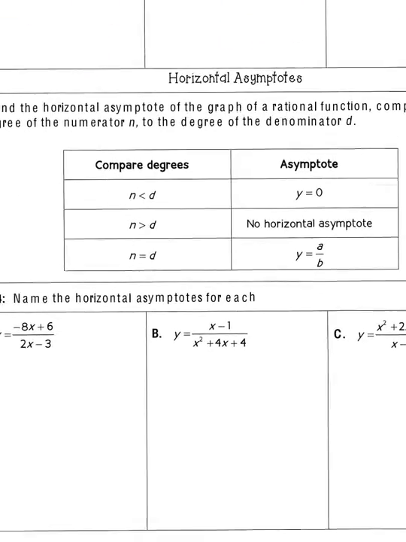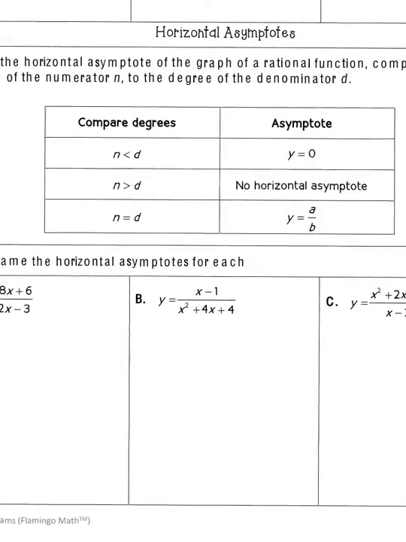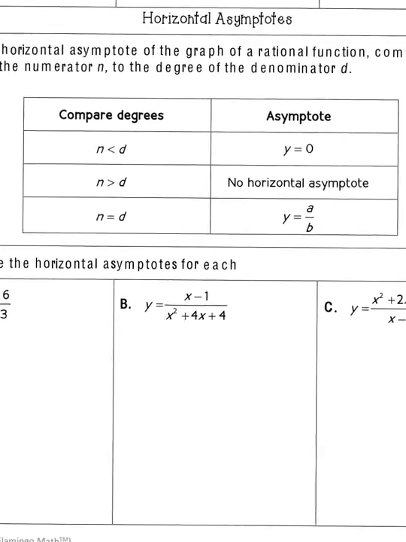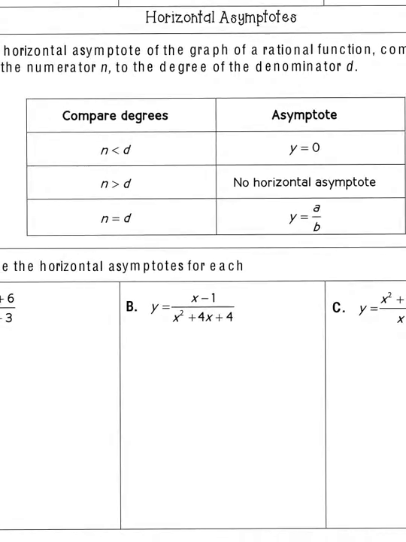Then let's talk about how we find horizontal asymptotes. I'm going to leave a little bit of room so I can give you an example. Horizontal asymptotes are determined by looking at the degree of the numerator and comparing it to the degree of the denominator. We've done a lot where there's been a horizontal asymptote of y equals 0, because there are only 3 possibilities: y equals 0, no horizontal asymptote, or this ratio of a to b.